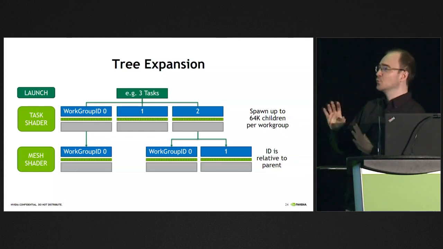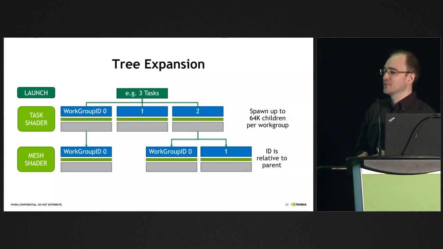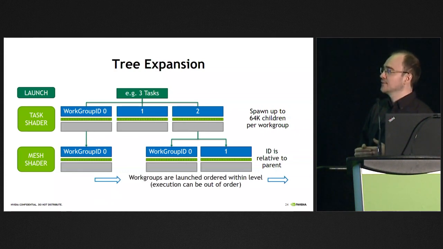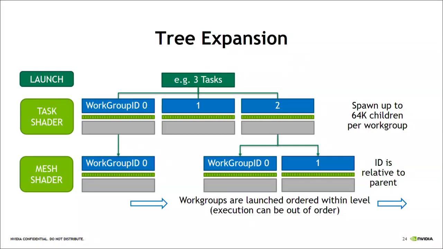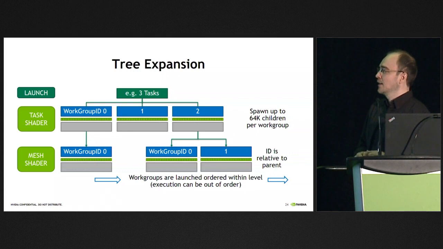Now, you wouldn't want to completely imbalance your tree for performance reasons, but that many children would be possible as a maximum. The work group ID is always passed relative to the parent, so every child mesh knows which child it is. And we do give some guarantee how we create the work groups. We guarantee that we launch them in order within the level, so a work group, child 5, will be launched before child 6. The execution order, of course, can be out of order, the way the hardware is designed for maximum parallelism.